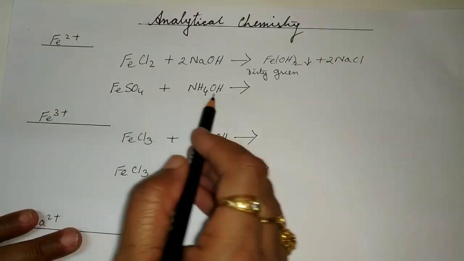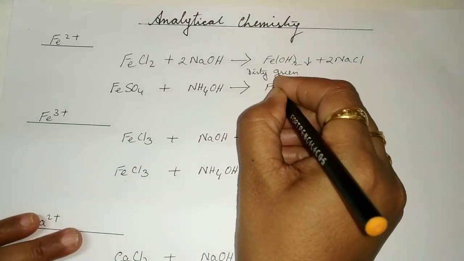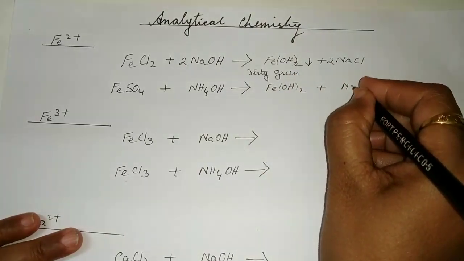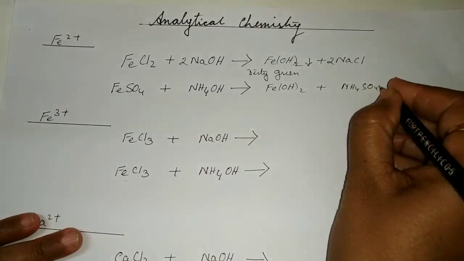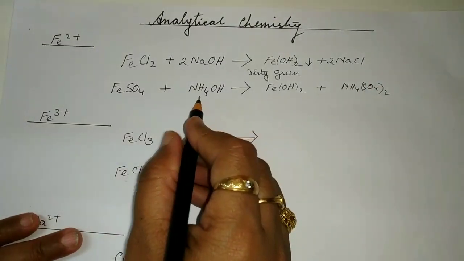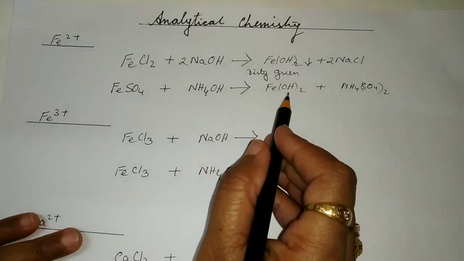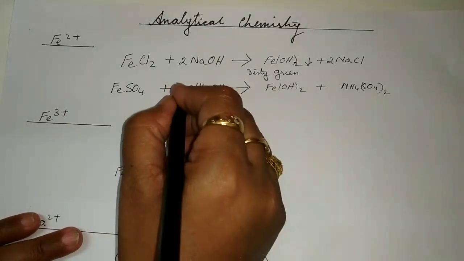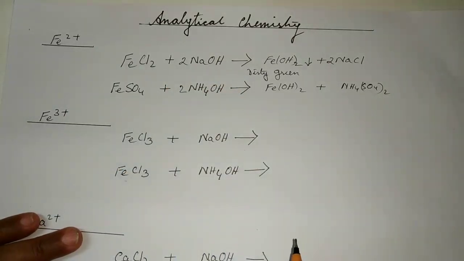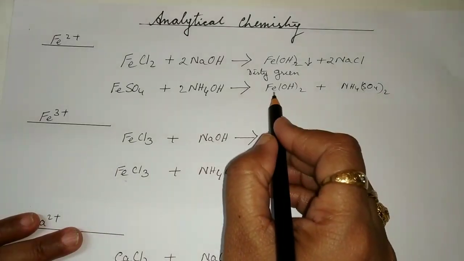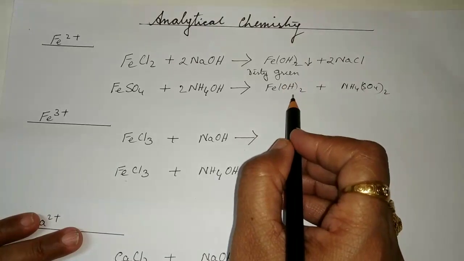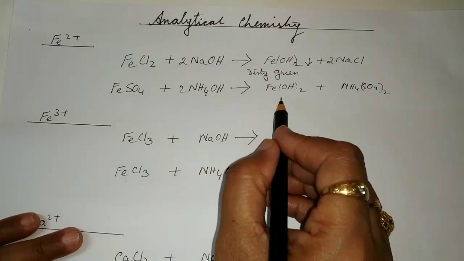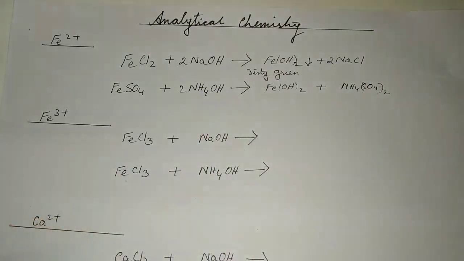Ferrous sulfate with ammonium hydroxide will give you ferrous hydroxide plus ammonium sulfate. Here I have taken a different salt just to show that the observation remains the same. Let's balance it. There. Fe(OH)2, so dirty green precipitate. Here also, with excess of ammonium hydroxide, the precipitate does not dissolve.